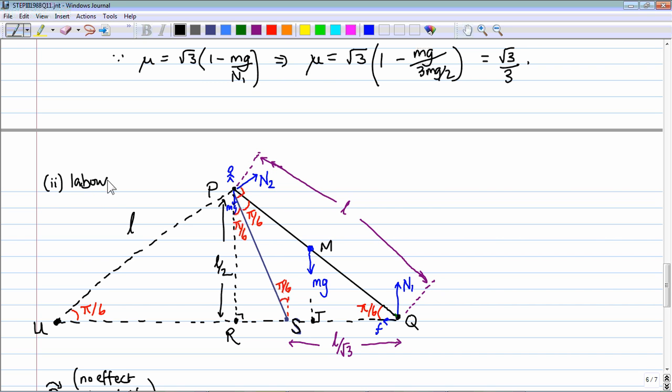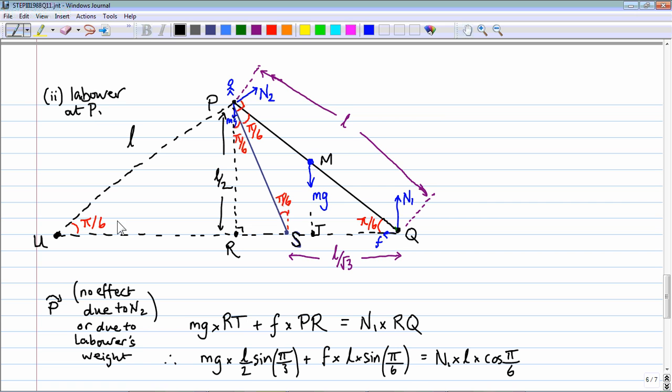Labourer at P. So the method in my madness now: look at what happens if I take moments about U. Everything that was true before is still true. The line of action of N2 passes through U, the line of action of F passes through U. So I have now 3 terms in my equation, mg, mg and n1. So again, it's a linear equation relating mg and n1. It just has one extra term.